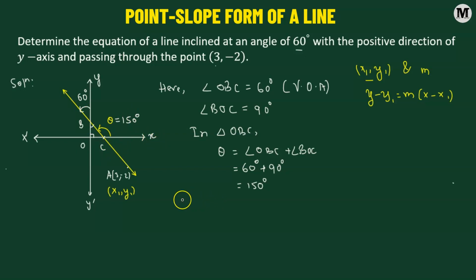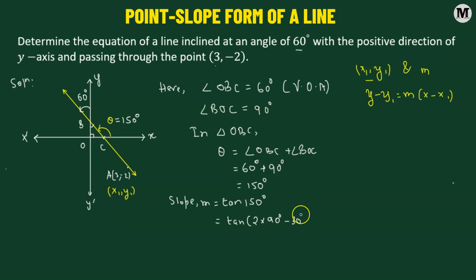Now we'll need to find the slope of this particular line. Our slope, which will be denoted by the lowercase letter m, is the tangent of the angle 150 degrees. So our task will be to obtain the value of tan 150 degrees. 150 degrees can also be expressed as 2 times 90 degrees, so this will be 180 degrees. But we have exceeded 150 by 30 degrees.